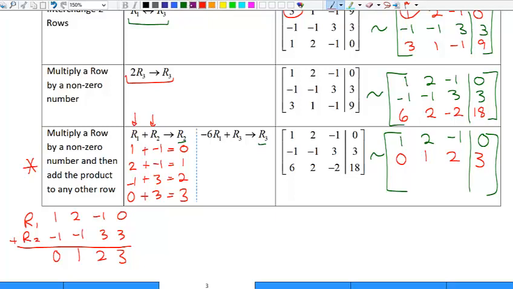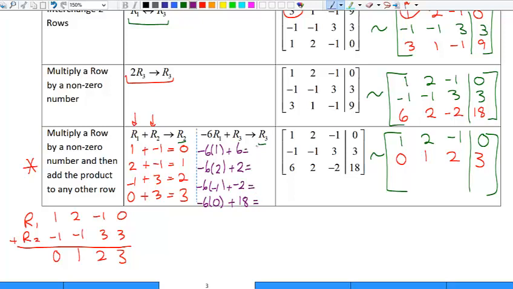Now let's do the other work in purple here. So I have -6 times row 1 plus row 3. I need to do that 4 times because there's 4 columns. So to do it vertically, I would say -6 times row 1. My row 1 is 1, 2, -1, and 0. And then I'm adding it to row 3. So I look at my previous matrix, and that's 6, 2, -2, and 18.